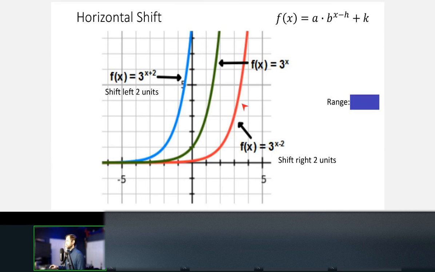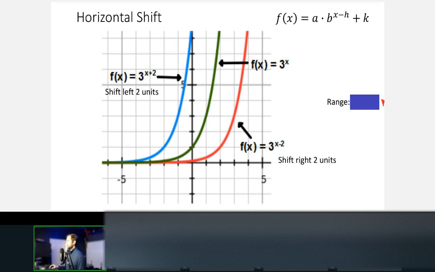And then for the red graph here, this is y equals 3 raised to the x minus 2. Because it's always opposite for horizontal shifting, we start with this intercept here, and we are shifting to the right 1, 2 units. So that's how the shifting works for vertical and horizontal.